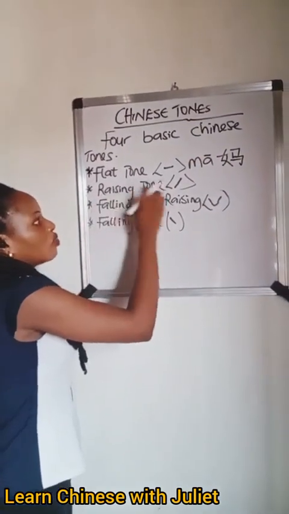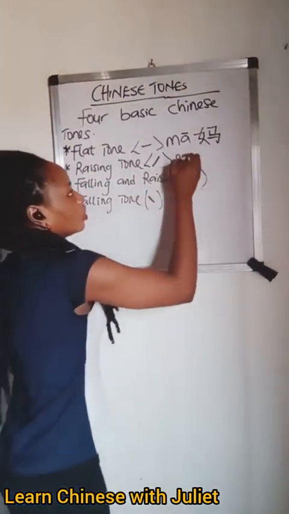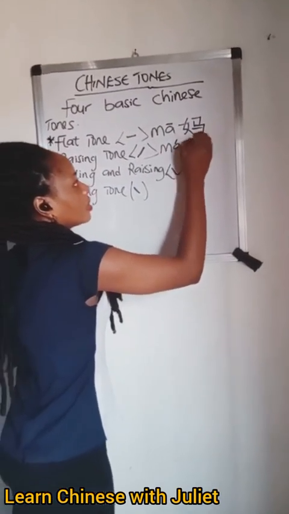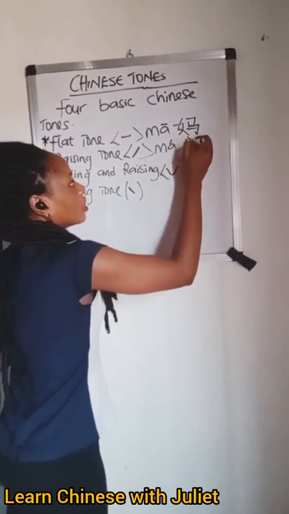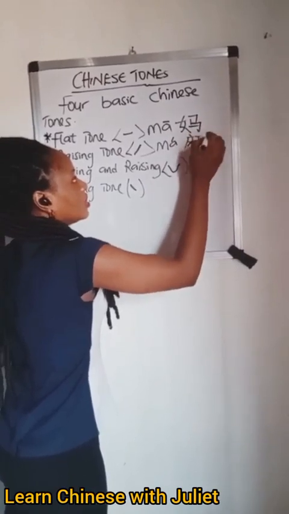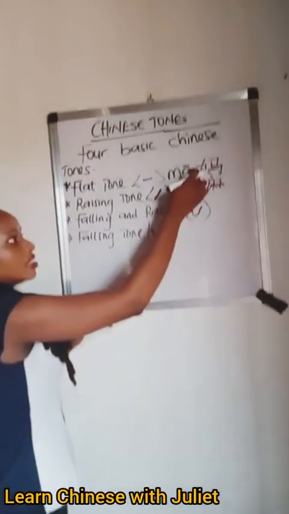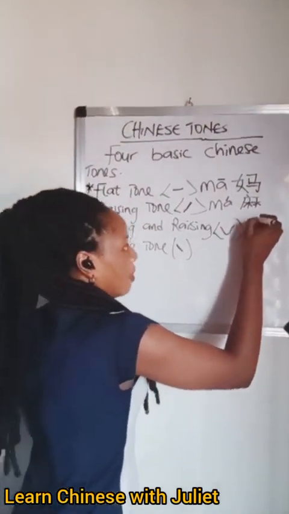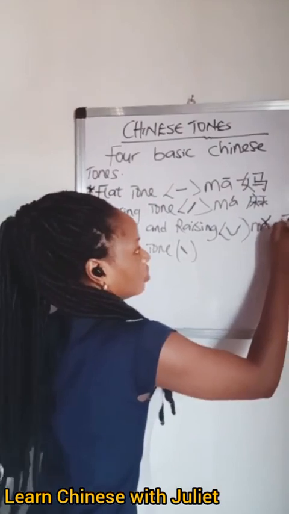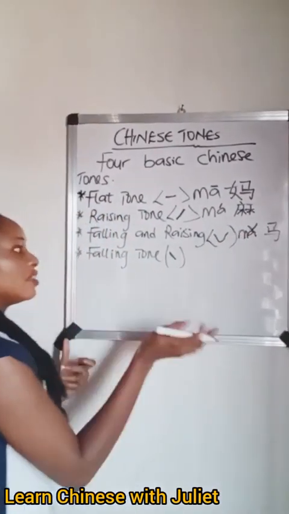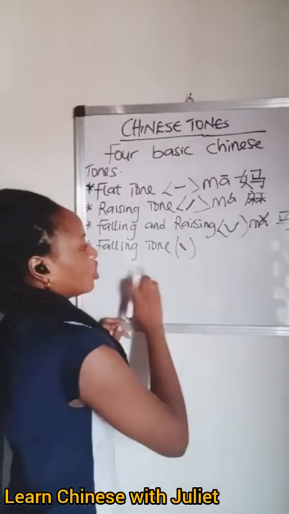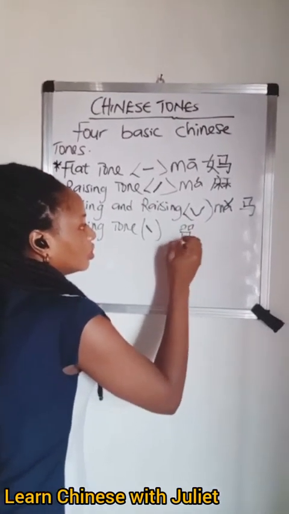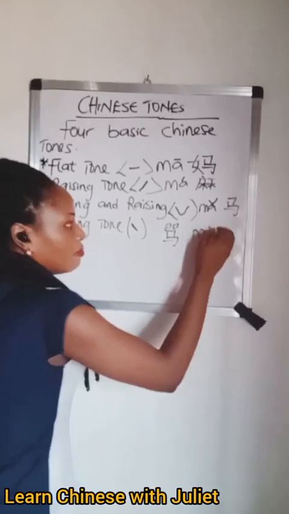Now, let's go to the second one, the rising tone. Also use ma. Now, this one means a fiber, using the second one, ma. Now, let's go to the third one. The third one is ma. You have to draw it. Now, this means us. See, it's different. Now, the fourth one is to scold. This is the character ma.